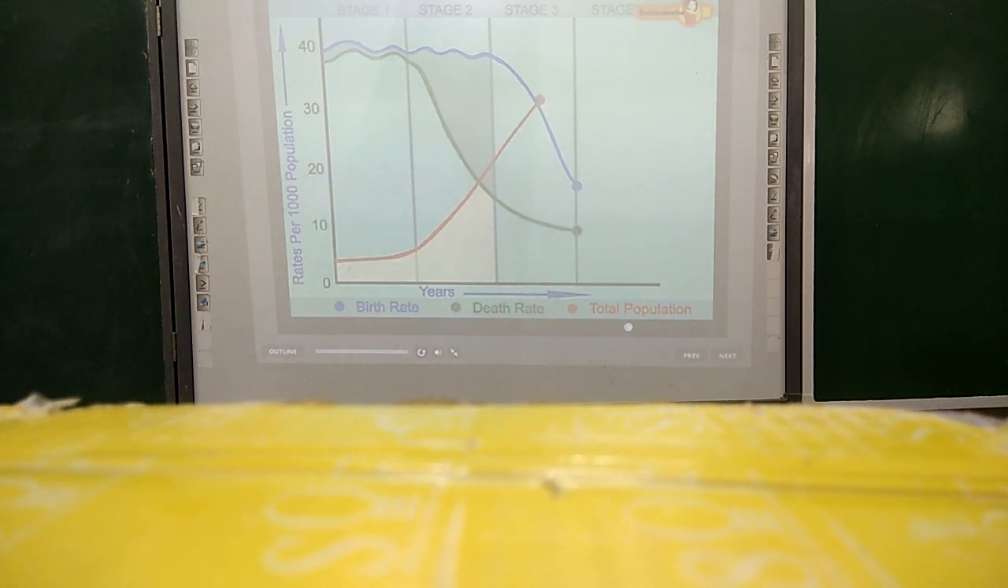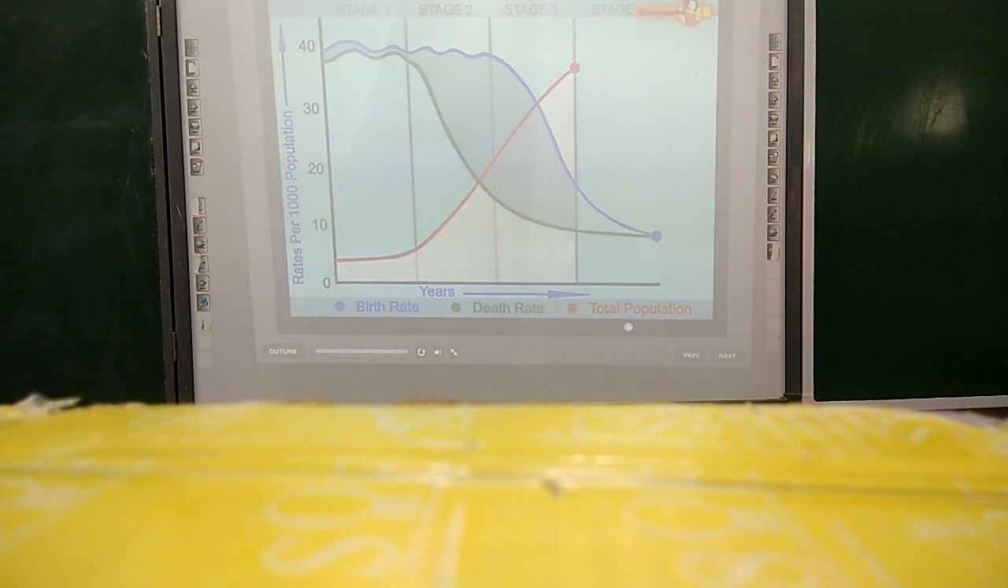The third stage, or the late expanding stage. In this stage, the birth rate starts to fall, and so does the death rate. Population is still rising, but the rate slows down. This falls under the mature industrial era.